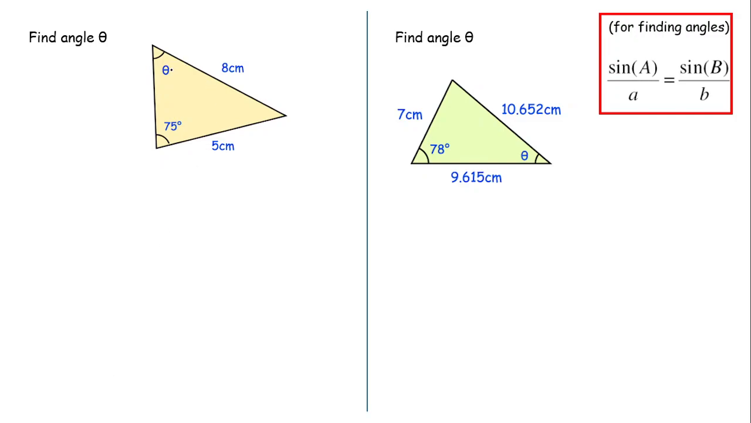Step 1, you've got to label up your missing angles and sides. Very important. So this angle here, I'm going to call that capital A.